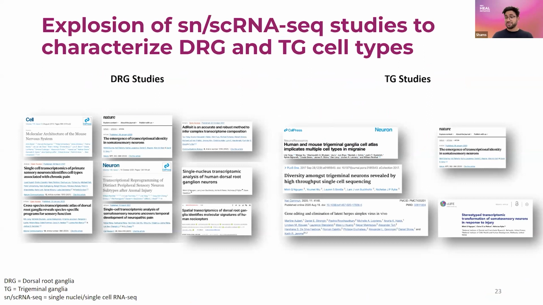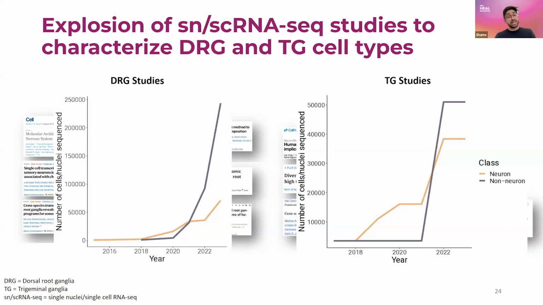So given the diversity of neuronal and non-neuronal cell types, the field has exploded in recent years with single nuclei and single cell studies to characterize the cell types found in these ganglia. These studies have provided important insight into ganglia evolution, ganglia development, and ganglia response to injury. And importantly, next slide, please. They have provided a ton of single cell and single nuclei data that we in the field can use to identify novel targets for pain therapeutic development. Next slide.